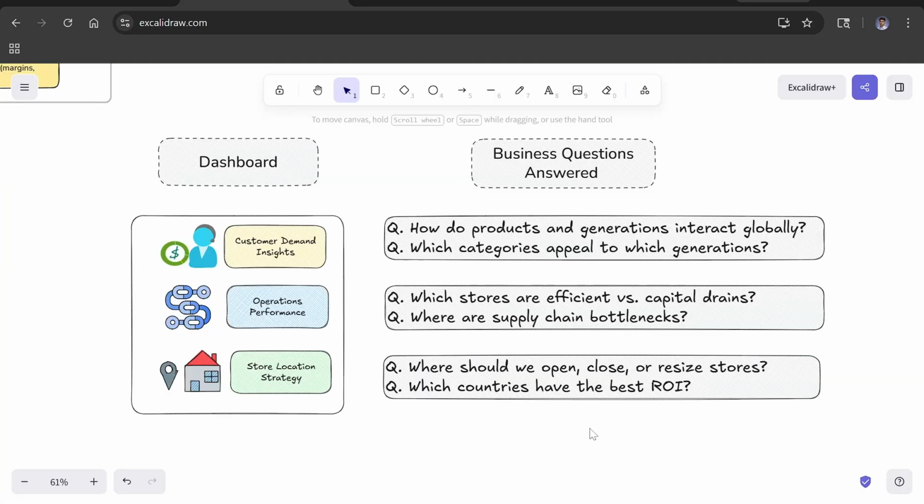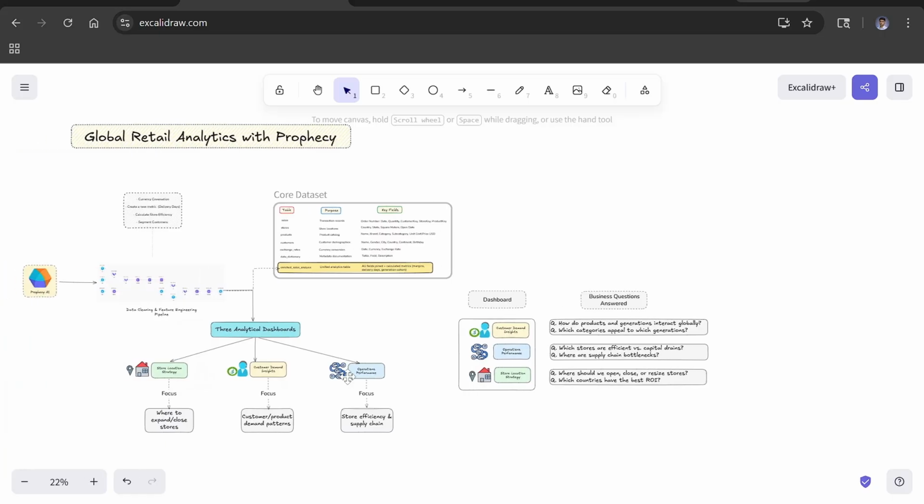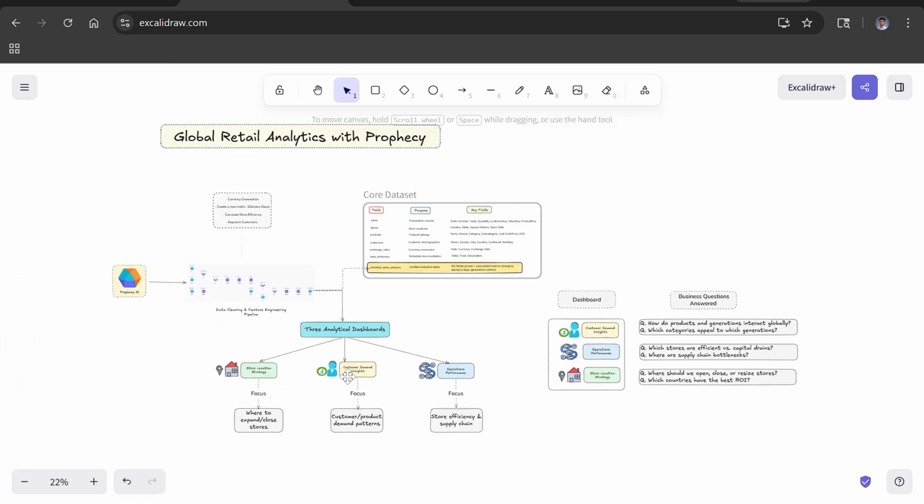To summarize, dashboard 1 tells us who buys what, dashboard 2 shows how well we execute, and dashboard 3 guides where to invest next. Together they form a complete picture for data-driven decisions. And that's all from this project, Global Retail Analytics with Prophecy AI.